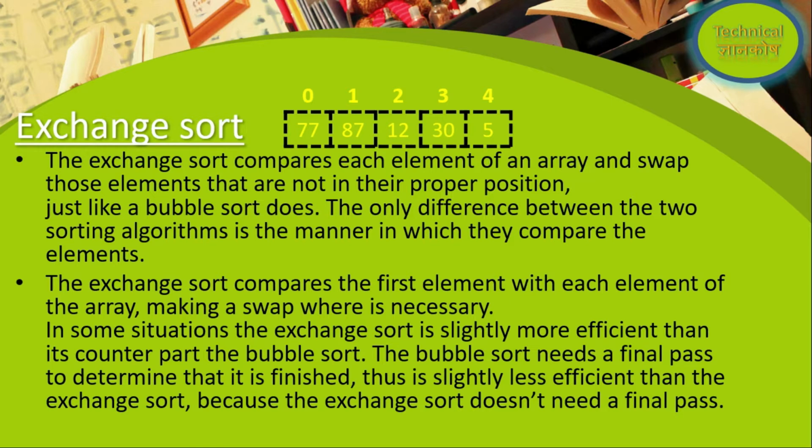The exchange sort compares the first element with each element of the array, making a swap where necessary. In some situations, the exchange sort is slightly more efficient than its counterpart, the bubble sort. The bubble sort needs a final pass to determine that it is finished, thus it is slightly less efficient than the exchange sort, because exchange sort doesn't need a final pass.